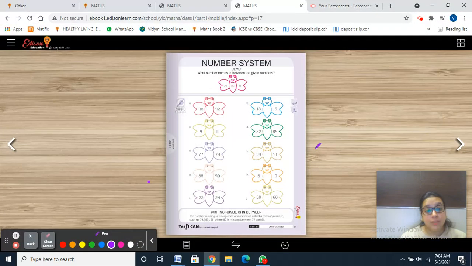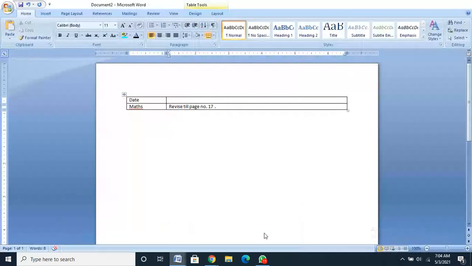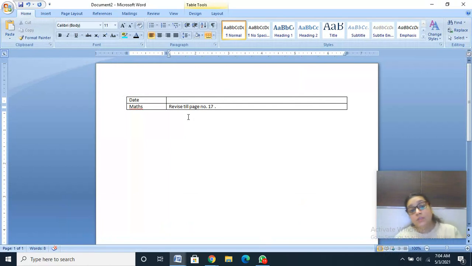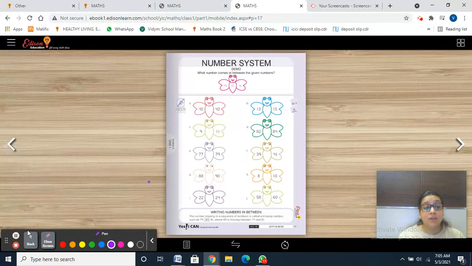Okay, so do complete your work till module 12. There is one more extra day to complete your work till module 12. Okay, and complete your last minute task. So we are going to write in your diaries. Please take out your diaries, everyone, and mention today's date in your diary. And in the maths column, you're going to revise till page number 17. Okay. So do complete your work.